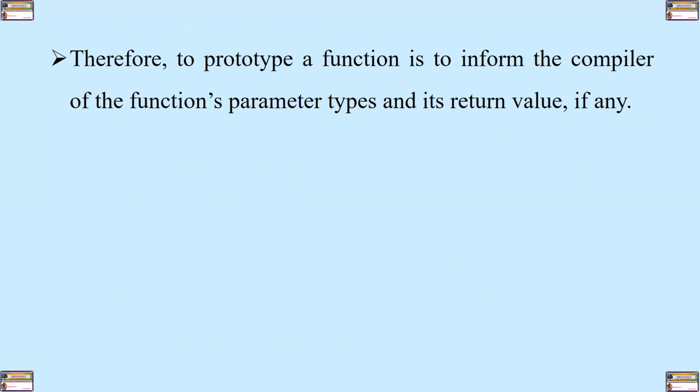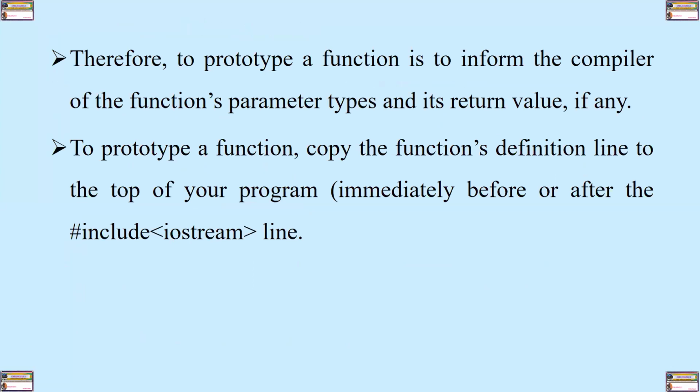Therefore, to prototype a function is to inform the compiler of the function's parameter types and its return value if necessary. To prototype a function, copy the function's definition line to the top of your program. That is, immediately before or after the #include iostream line.